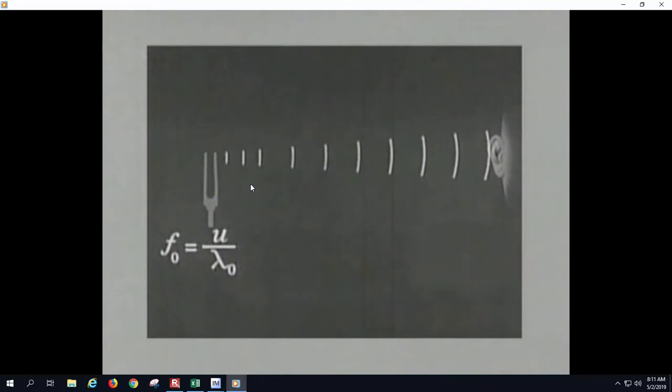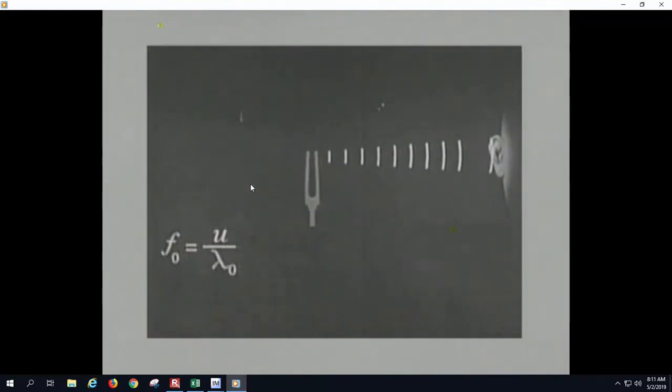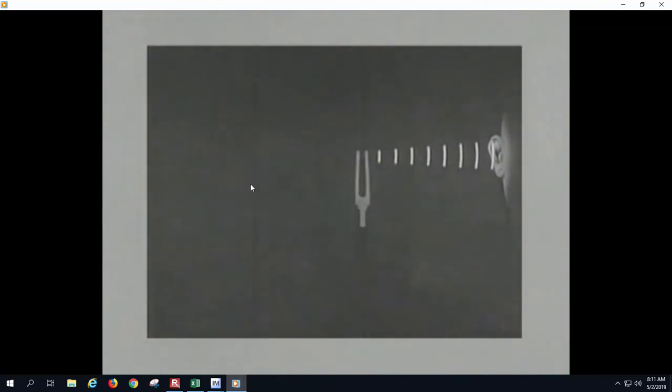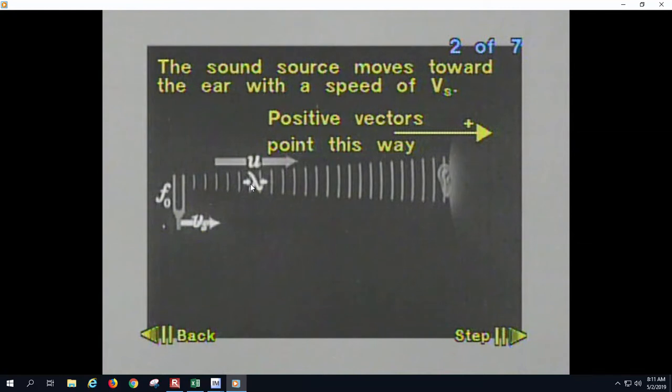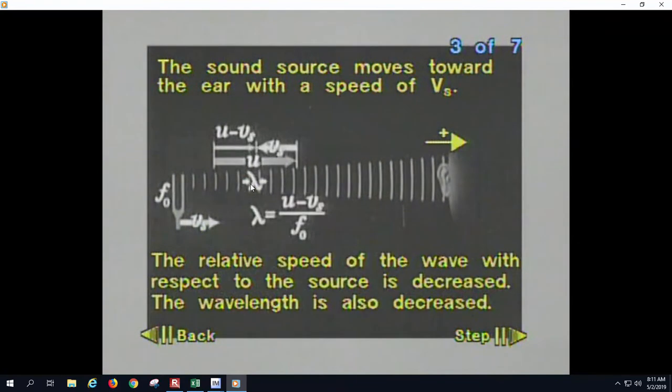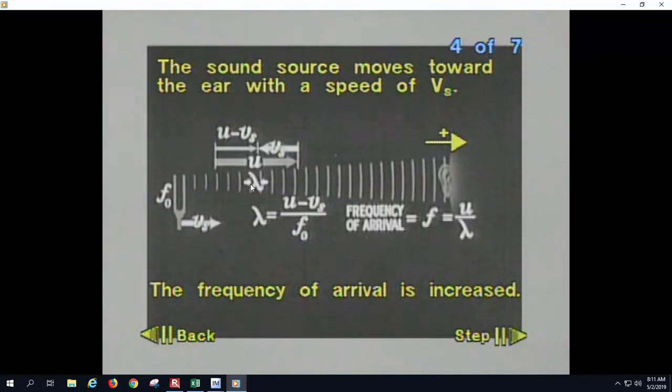As the source moves toward your ear, you'll hear a higher pitched sound. The waves are entering your ear at a faster rate, correct? Moving source, moving source. We have our own equation for that.